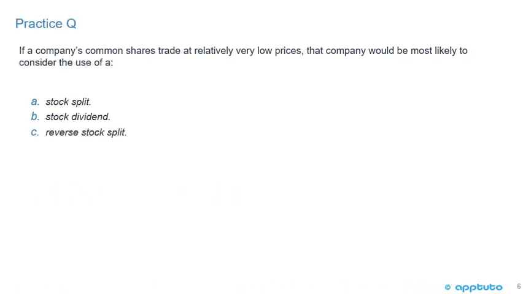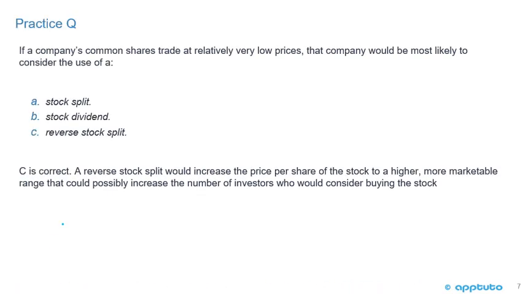Another quick practice question. If a company's common shares trade at relatively low prices, the company would be most likely to consider the use of A, stock split, B, stock dividend, or C, reverse stock split. Okay, a pretty easy question. C is correct. A reverse stock split would increase the price per share of the stock to a higher, more marketable range that could possibly increase the number of investors who would consider buying the stock.